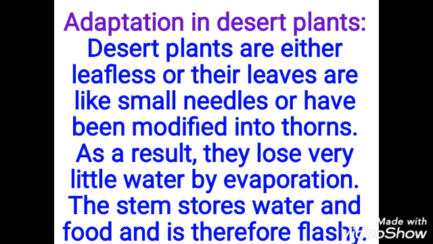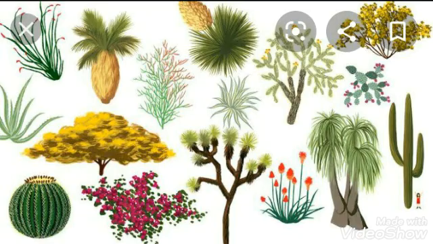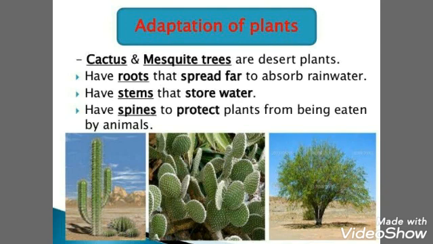Adaptation in desert plants. Desert plants are either leafless or their leaves are like a small needle or have been modified into thorns. As a result, they lose very little water by evaporation. The stem stores water and food and is therefore fleshy. Cactus and mesquite trees are desert plants.